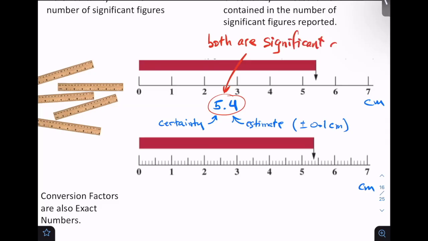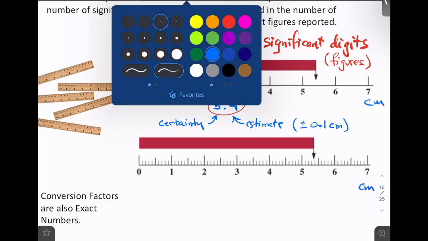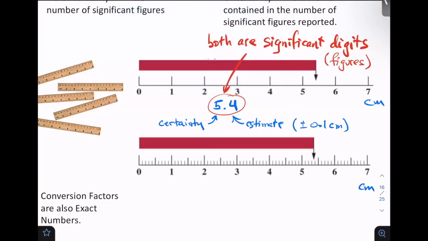Or significant digits. Significant digits, significant figures, we use those terms interchangeably. Let's take a look at that same measurement now using a more sensitive measurement scale. Now we have markings every 10th of a centimeter.